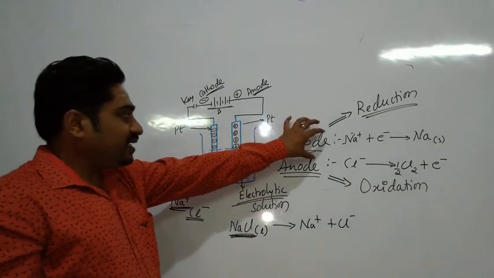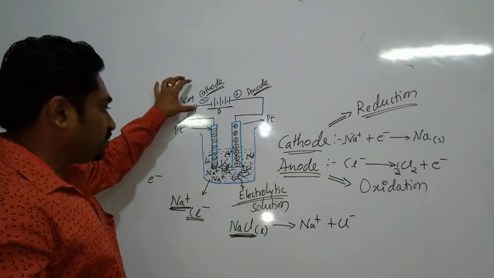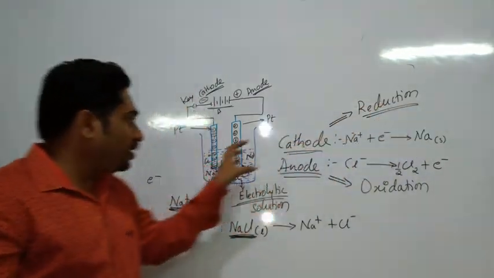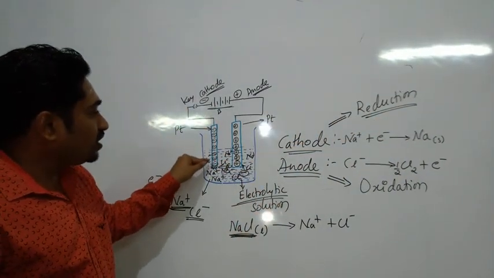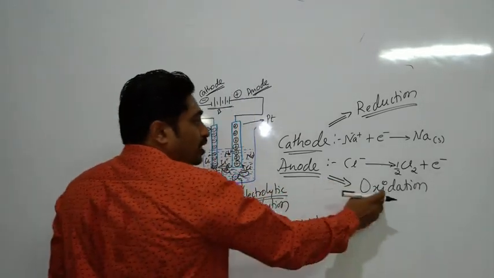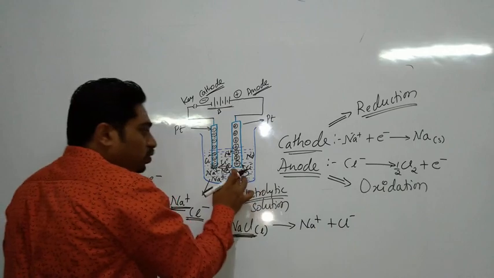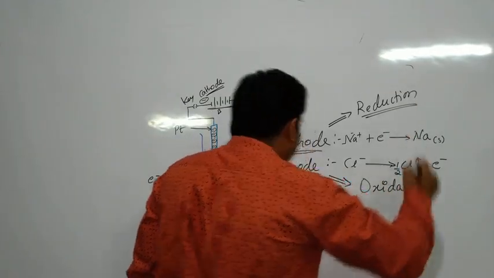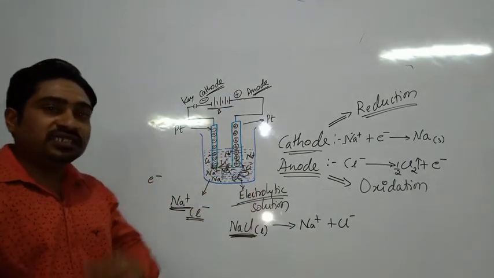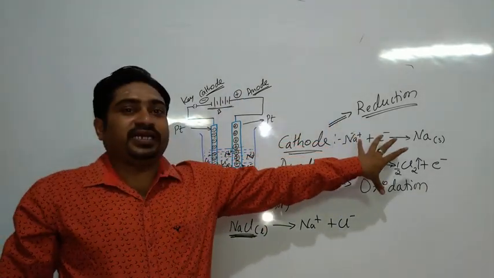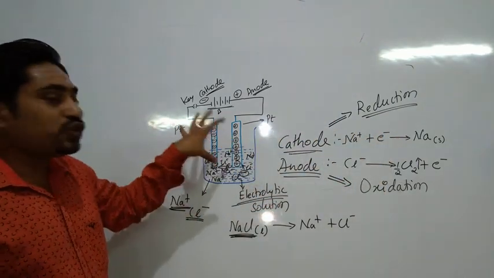So here at the cathode, a reduction reaction takes place and ultimately it will form sodium metal. The sodium metal is deposited on the surface of the cathode, and at the anode oxidation takes place. Due to oxidation, what happens? The chlorine gas is evolved at the anode, on the surface of the anode. So this is the actual chemical reaction taking place in our electrolytic cell.